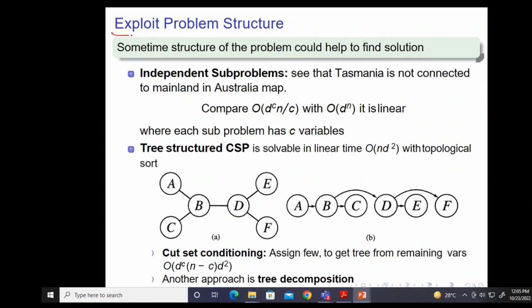There is one more thing that is called exploiting the problem structure. What it says is, let's assume that this is the problem, and you divide the problem into n different parts. You say that I can solve the problem by dividing it into sub-problems.